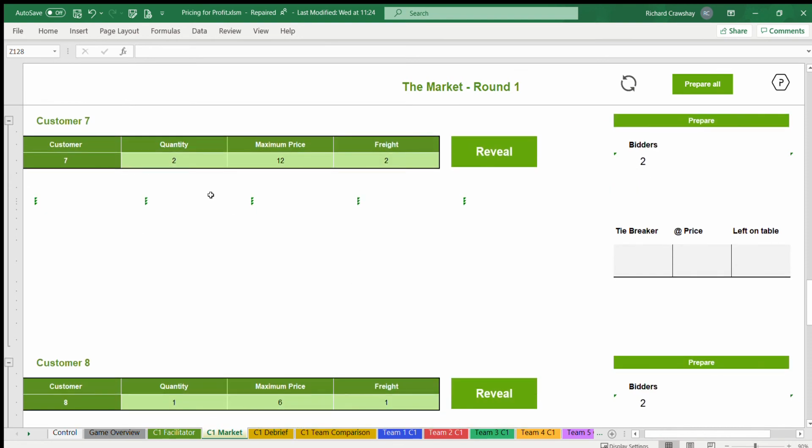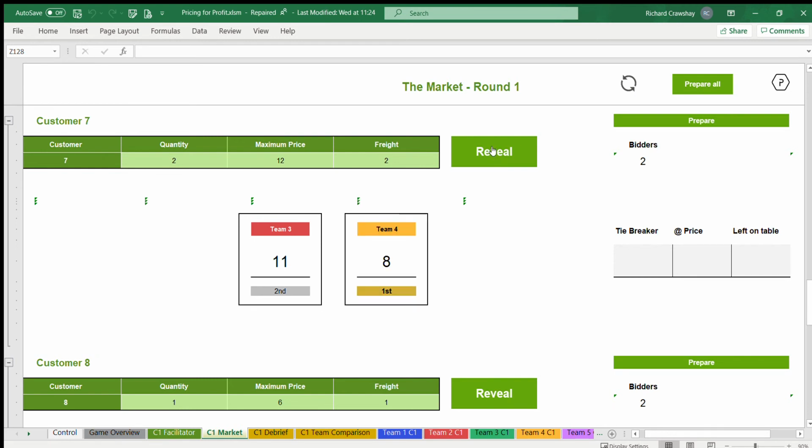Okay, customer 7, quantity of 2, maximum price of 12, plus a freight charge of 2. Only 2 bidders for this business. In second place, Team 3 with a bid of 11, just 1 beneath the maximum price. And the winning bid is from Team 4 with a bid of 8. But as you can see, they've left 2 on the table. They could have bid 10 and they would have won the business. But well done, Team 4. They won customer 7.